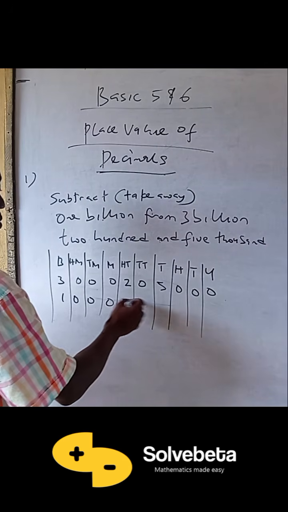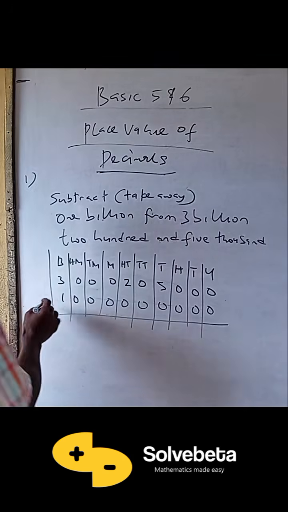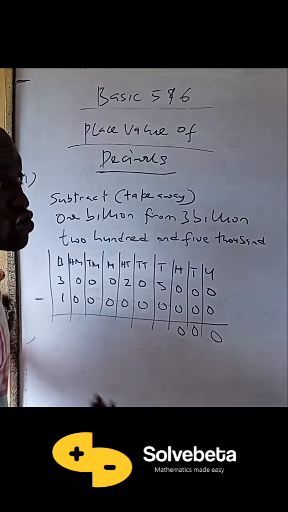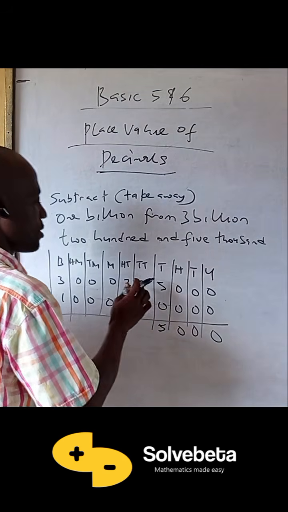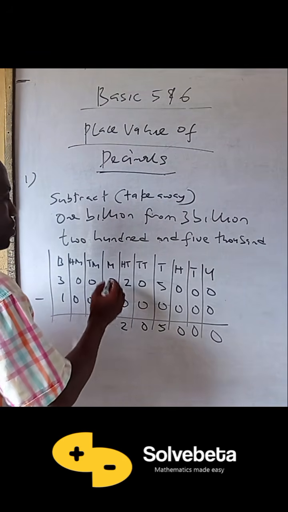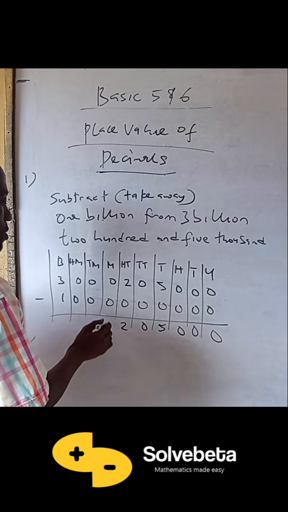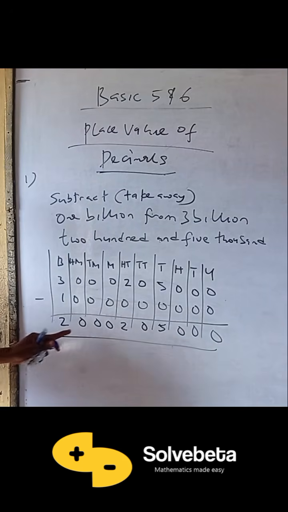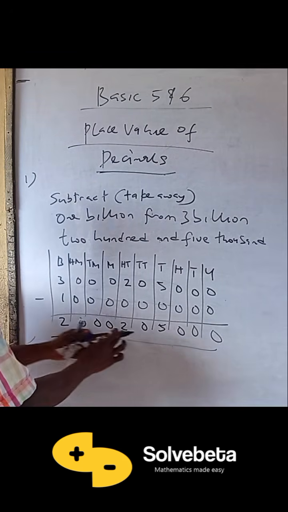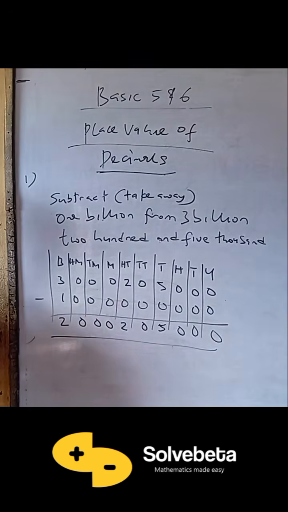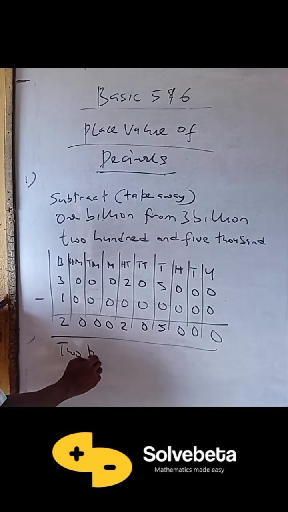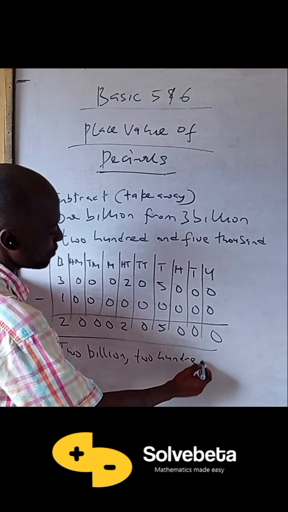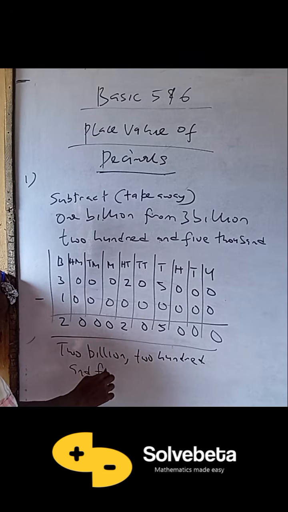1 0 0 0 0 0 0 0 0 0. So let's subtract. 0 minus 0 is 0. 5 minus 0 is 5. 0 minus 0 is 0. 2 minus 0 is 2. 0 minus 0 is 0. 3 minus 1 is 2. So the answer, if you want to write this in words now, is 2 billion 205,000.